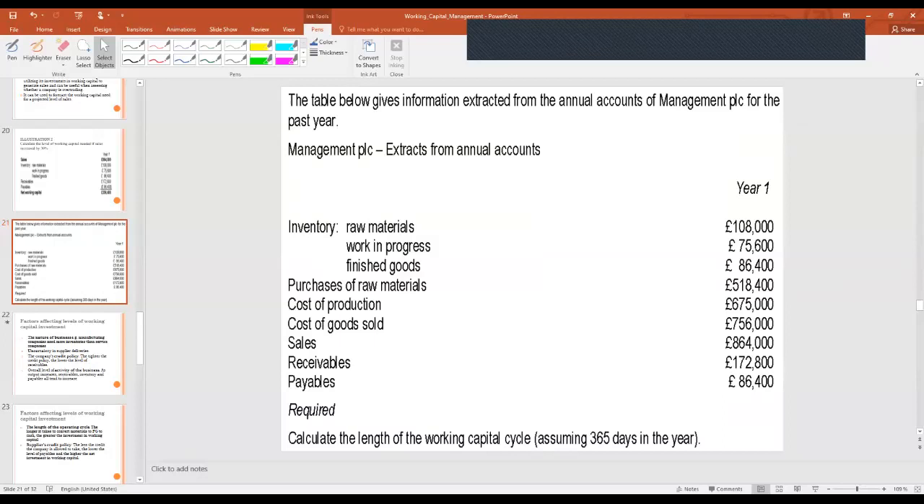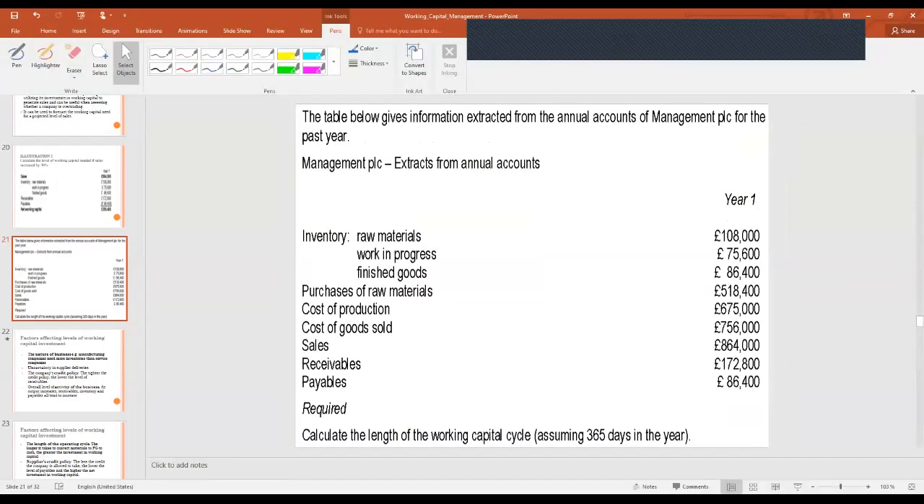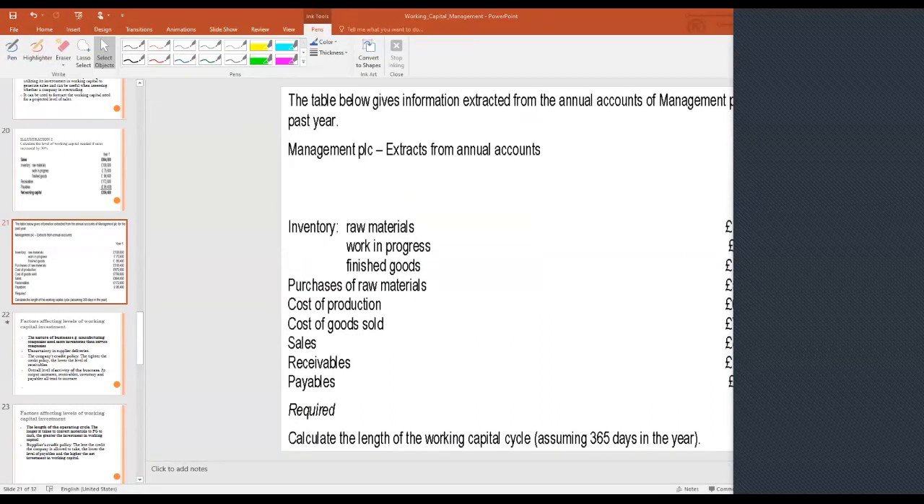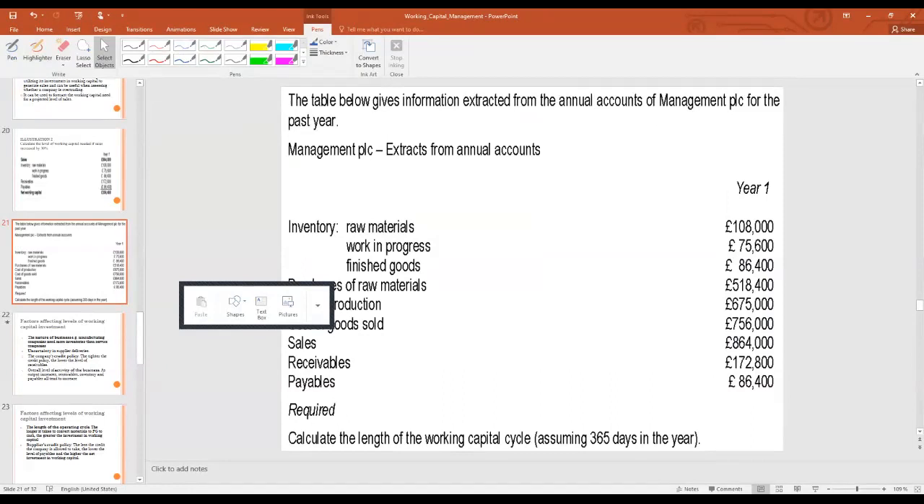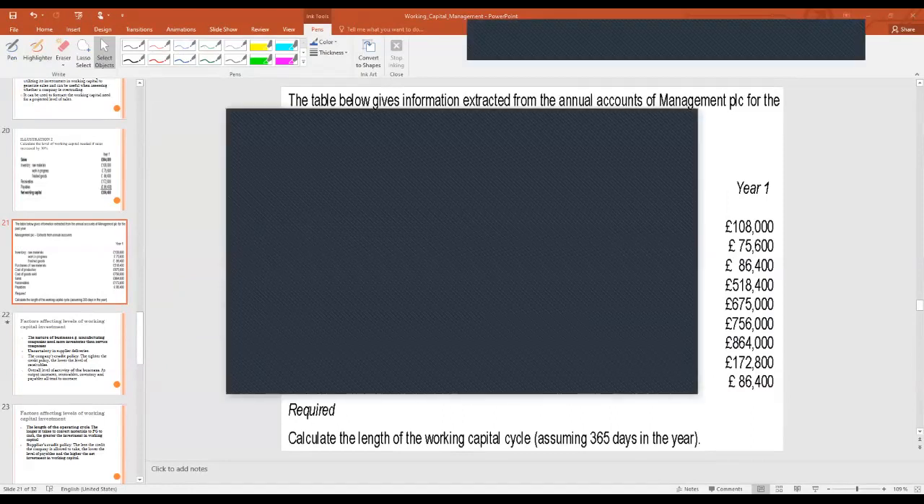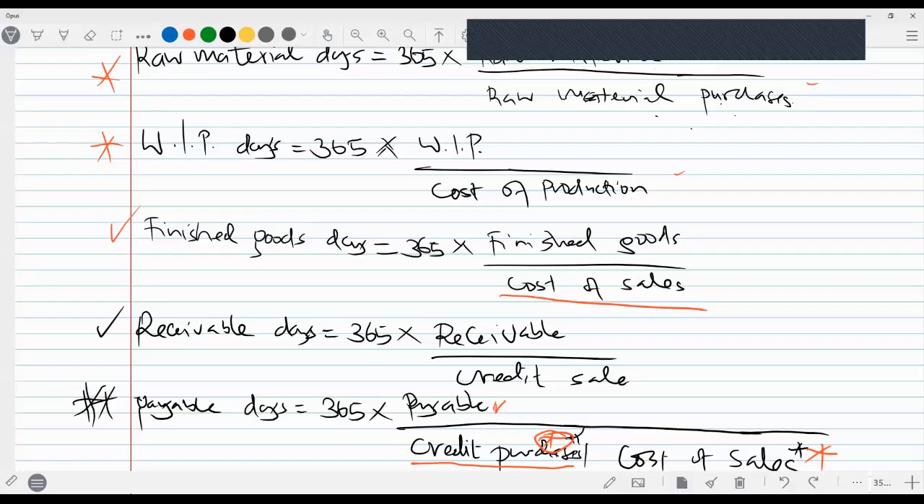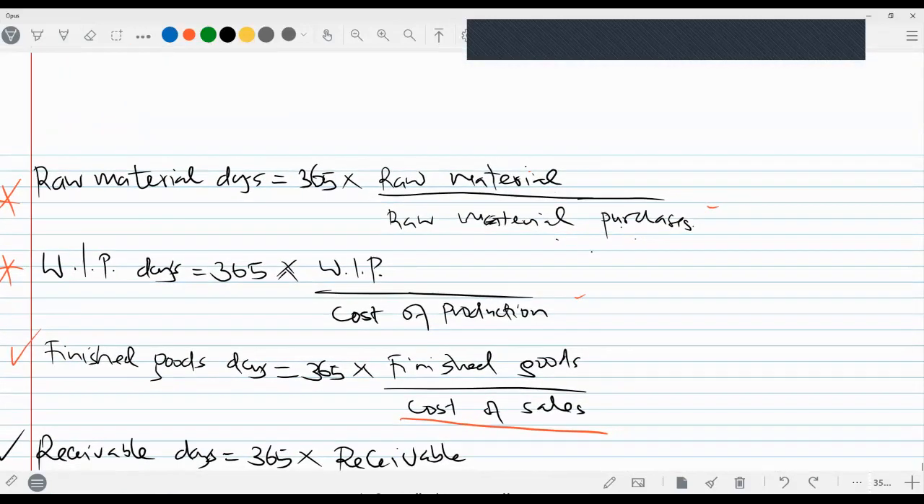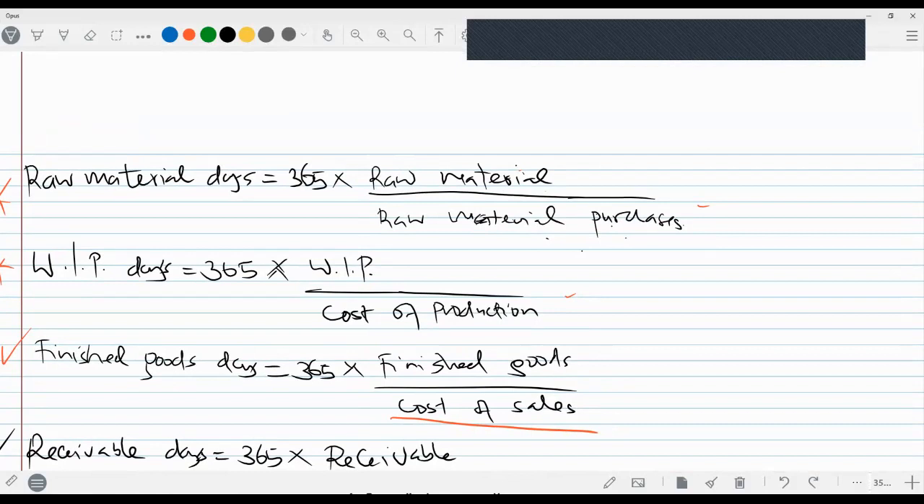At the same time, we need to get the receivable days. We also need to get the days for payable, for us to get the working capital cycle. So let me share. I can just use these formulas here.